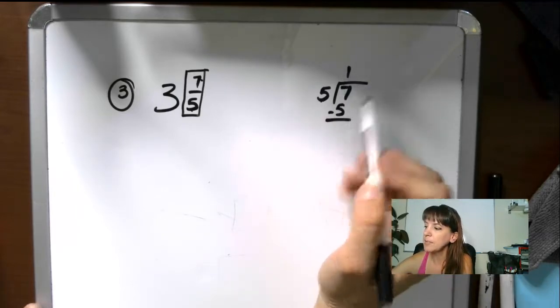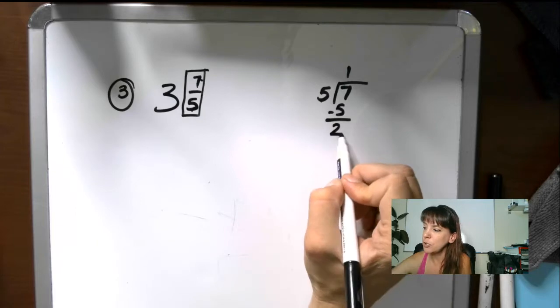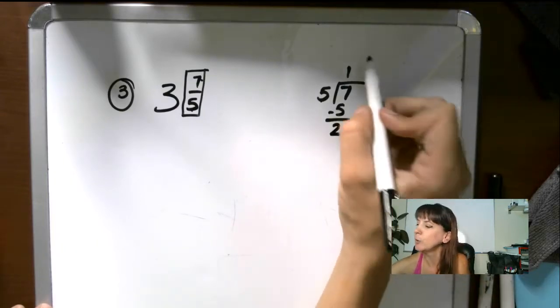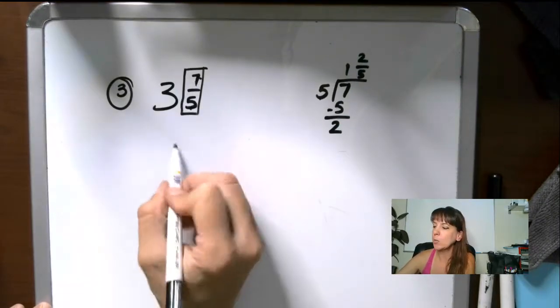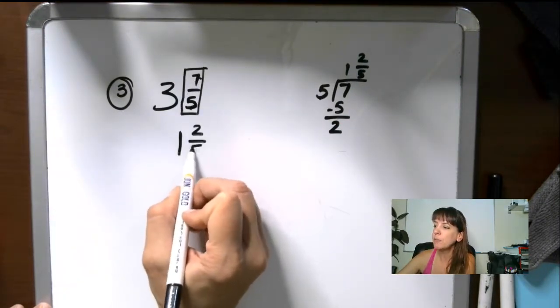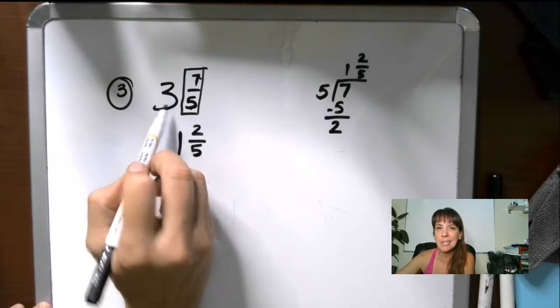And we do 1 times 5 is 5. 7 minus 5 gives us 2. So we have a remainder of 2. That means we have 2 over 5. So this right here equals 1 2/5. But we can't forget about this.